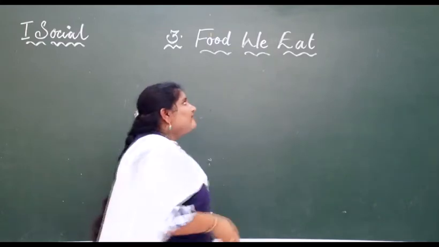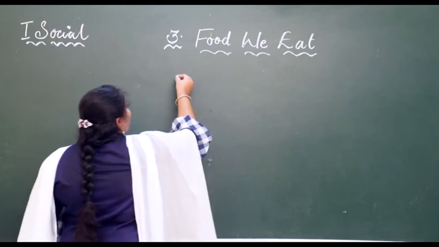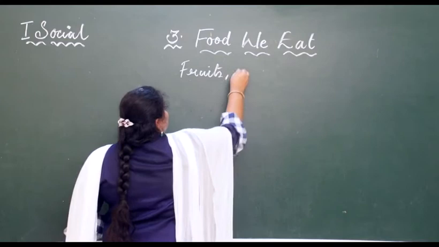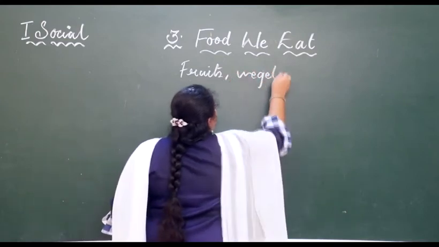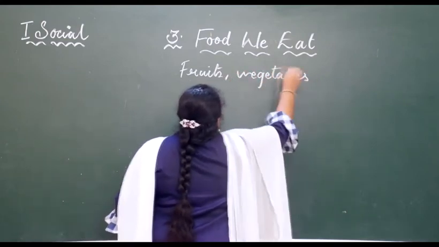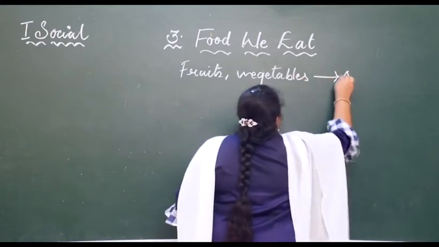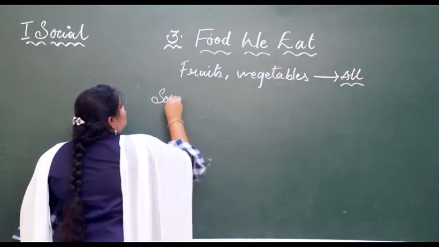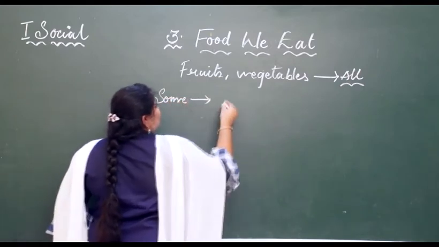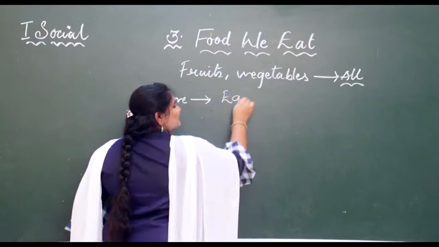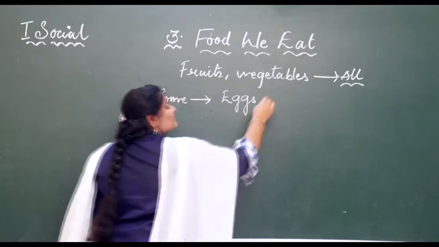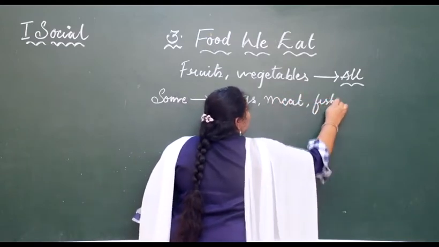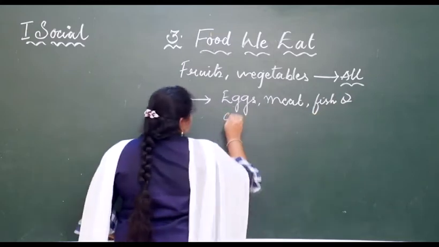Okay. So what we have learned today is the types of food. What are they? Fruits, vegetables are eaten by all of them. Only some of them eat eggs, meat, fish and chicken.